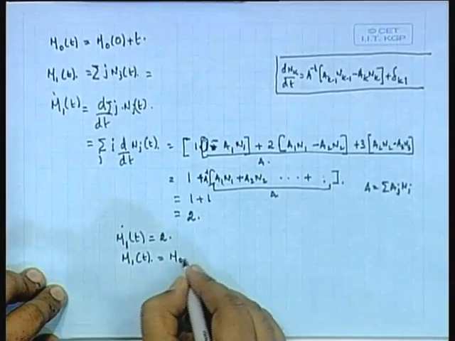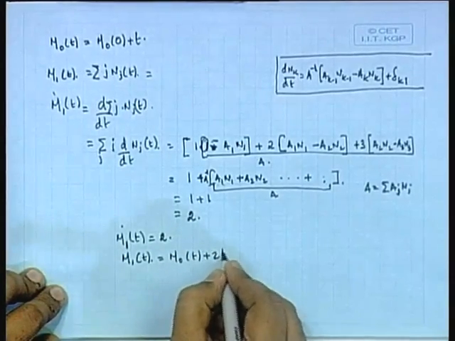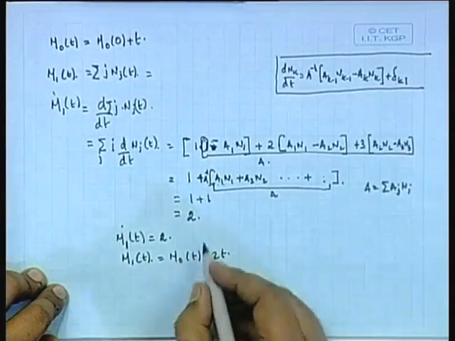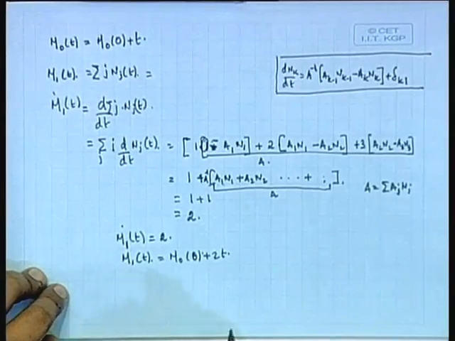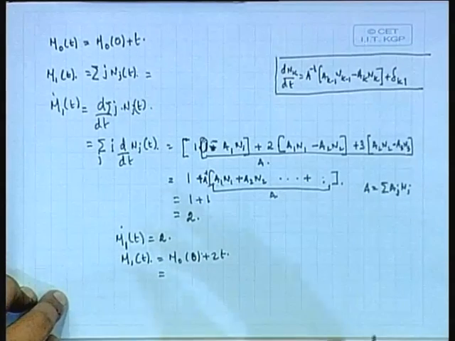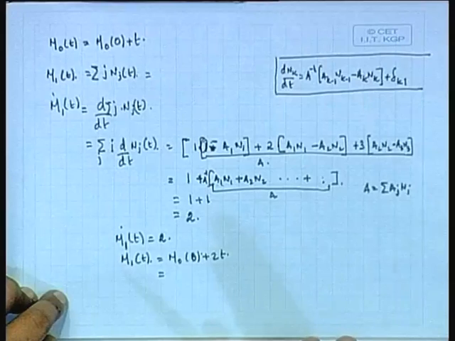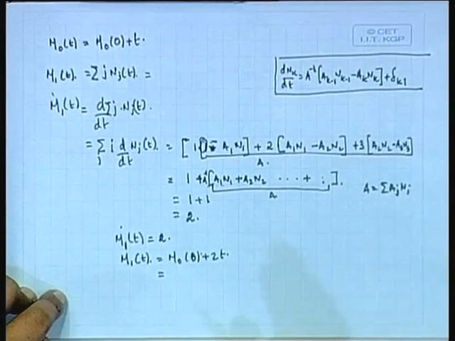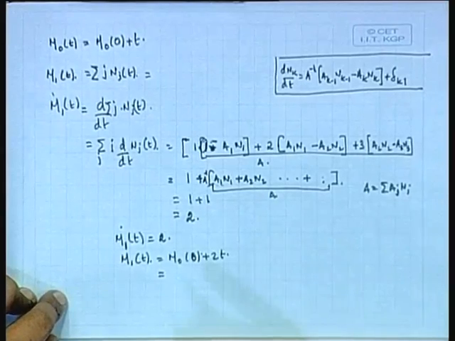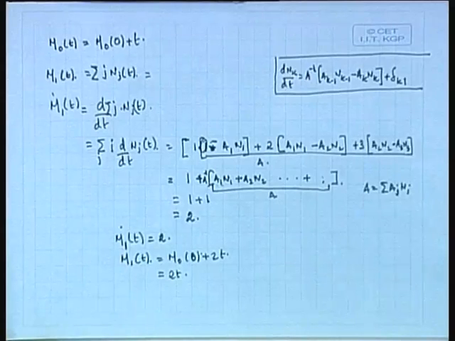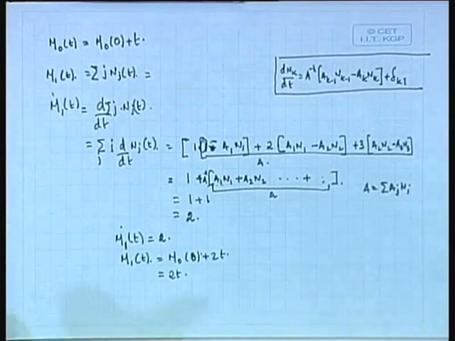And m1(t) is equal to m0(0) plus 2t. Here t is the network size, and 0 means no network. So, that is why m1(t) is equal to 2t.